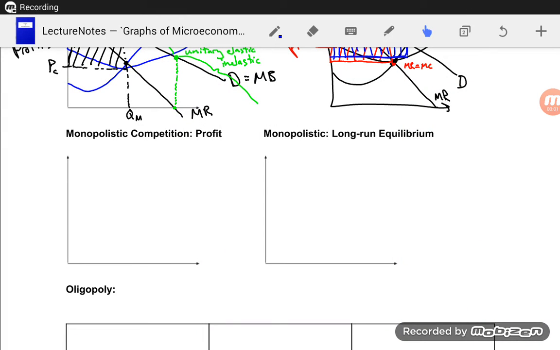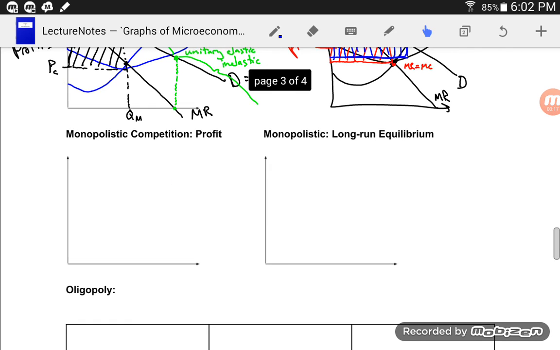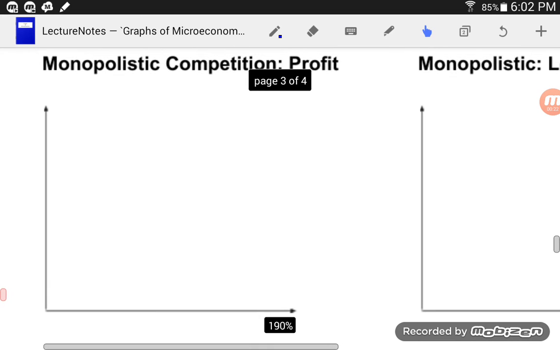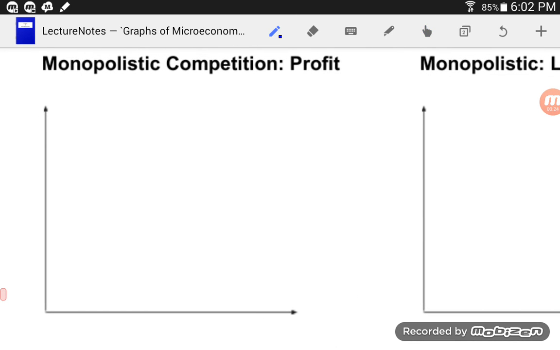The last set of graphs took kind of a long time because we were modeling the monopoly, and so I decided to cut the video at that point. Our next one is hopefully a little bit simpler, but we're going to look at monopolistic competition. And for monopolistic competition, a lot of this comes directly from what we saw before.